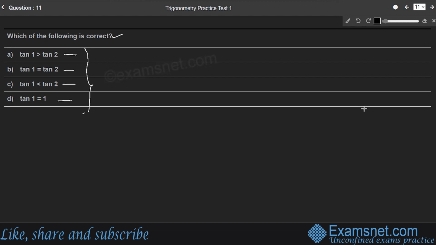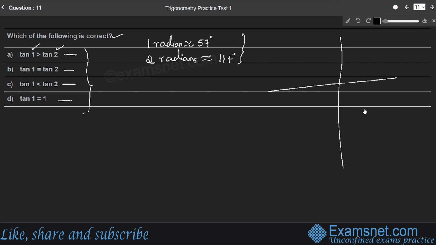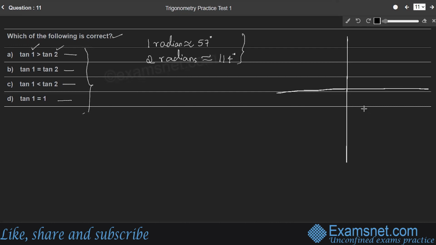We need to decide. For that, what is 1 radian? Here 1 radian is approximately equal to 57 degrees. Right? So tan 2. What is 2 radians? 2 radians is approximately equal to twice of 57 degrees, which is 114 degrees. So keeping these values in our mind, let us represent tan 1 and tan 2 on a Cartesian plane. Right? So we'll consider a Cartesian plane. On it, how do you represent tan 1 radian?